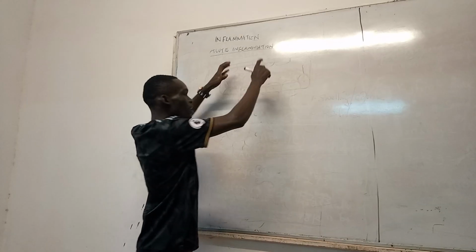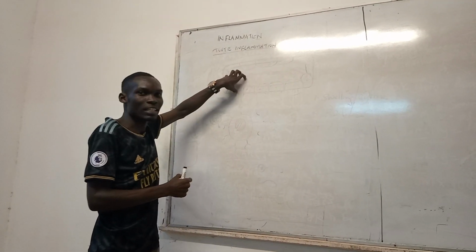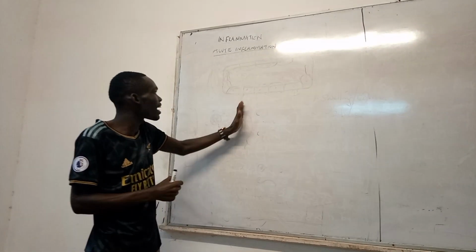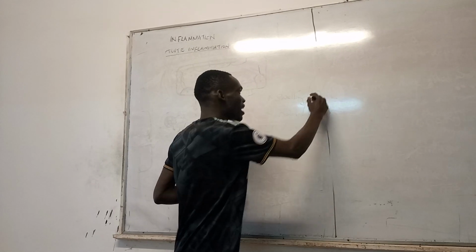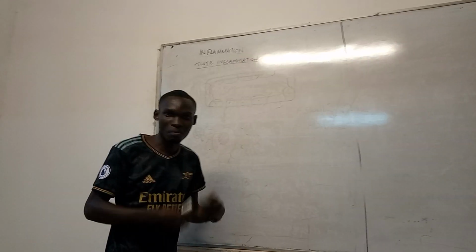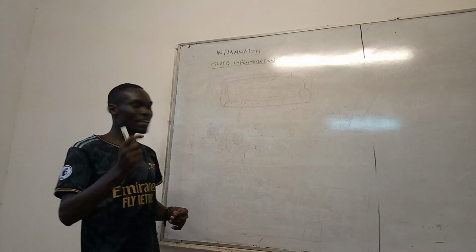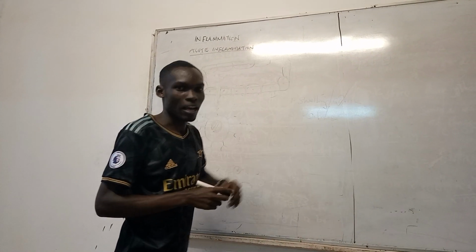The vasculature becomes more permeable. In other words, the plasma fluid tends to leak out of the vasculature, hence causing swelling and edema. Now we have come to know how edema or swelling comes about. The next thing we are going to learn is how redness comes about.